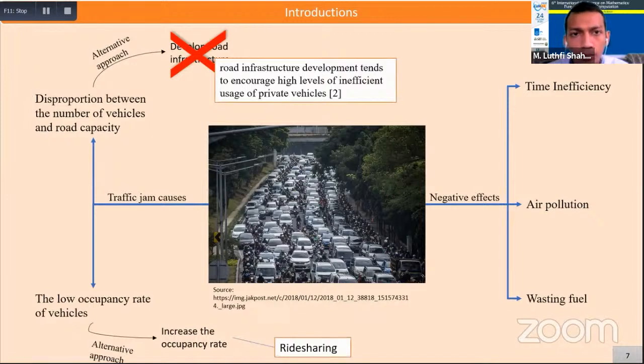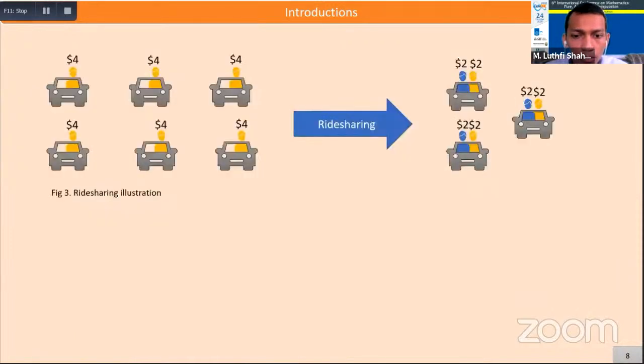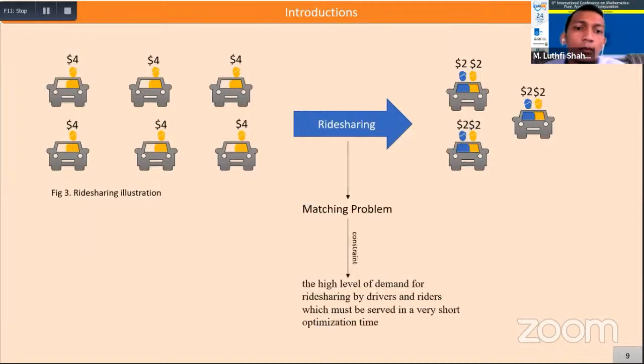Another alternative approach to overcome this problem is to increase the occupancy rate of vehicles by applying the ride-sharing driving model. Generally, ride-sharing is defined as a model that aims to bring together travelers with similar location and travel time simultaneously, thereby saving mileage. There are some reasons why we have to use the ride-sharing model in our transportation system. First, it can reduce private car ownership. Second, it allows the participants to split the cost of the travel. And the last, it's environmentally friendly.